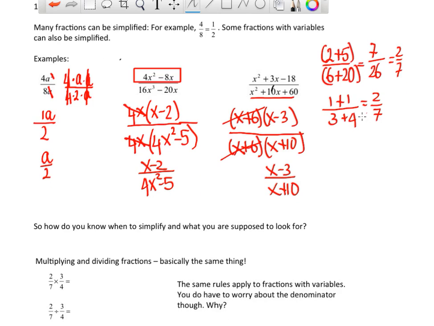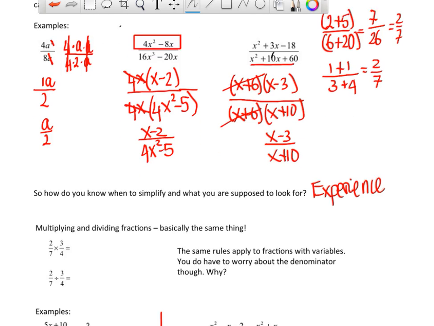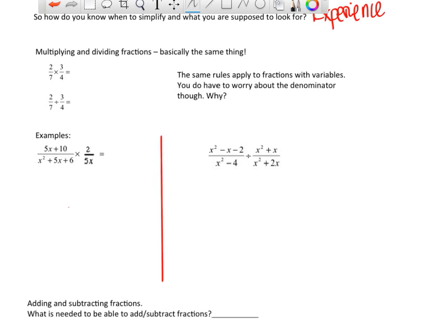So one question that I often get then is, how do you know when to simplify and what you're supposed to look for? Well, you're not going to like my answer there. Probably not. It's just experience. The more you do it, the better you get at it. You start seeing patterns. And once you start seeing the patterns, it becomes a lot easier. So, will you get stuck? Sometimes yes. And then you just try again. Wait for a while and come back to it.